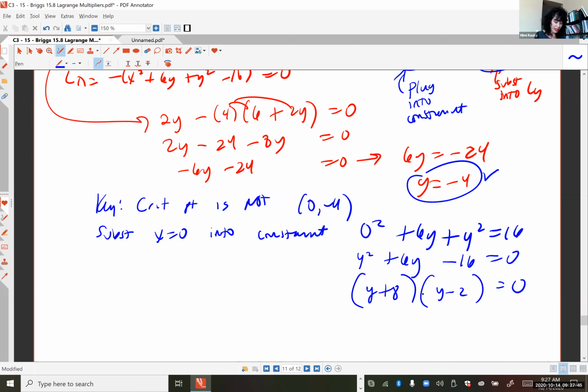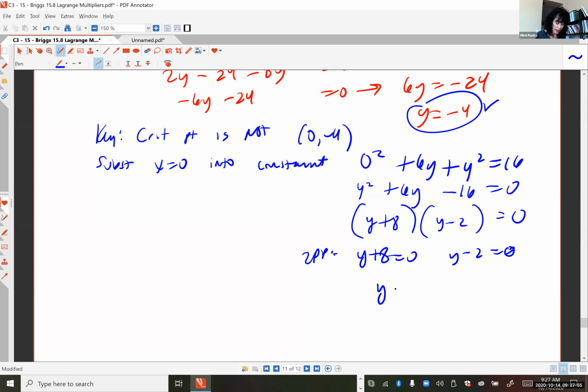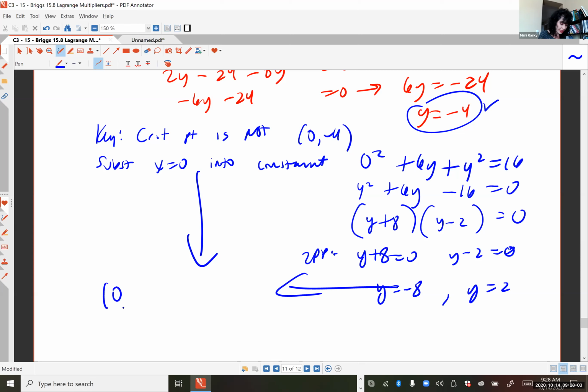And so now you apply the ZPP, and that tells me if something times something equals 0, I can set the factors equal to 0, and I get two possibilities for y. y could be either -8 or y could be 2. So what does this tell me now? I actually have some critical points. When x is 0, y could be -8. That's a critical point. But I also have when x is 0, y could be 2.